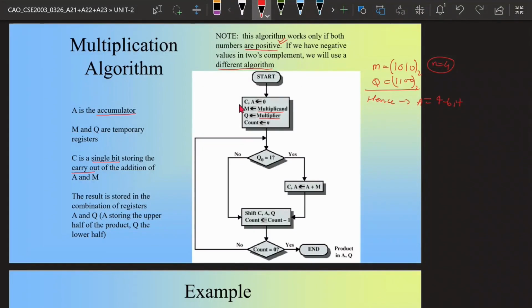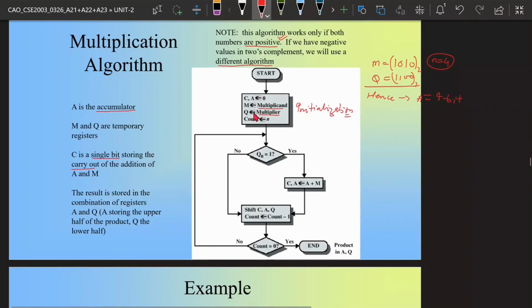Okay, and this C is always a 1-bit register, storing basically. So this is called the initialization part. So basically we are going to do the initialization.